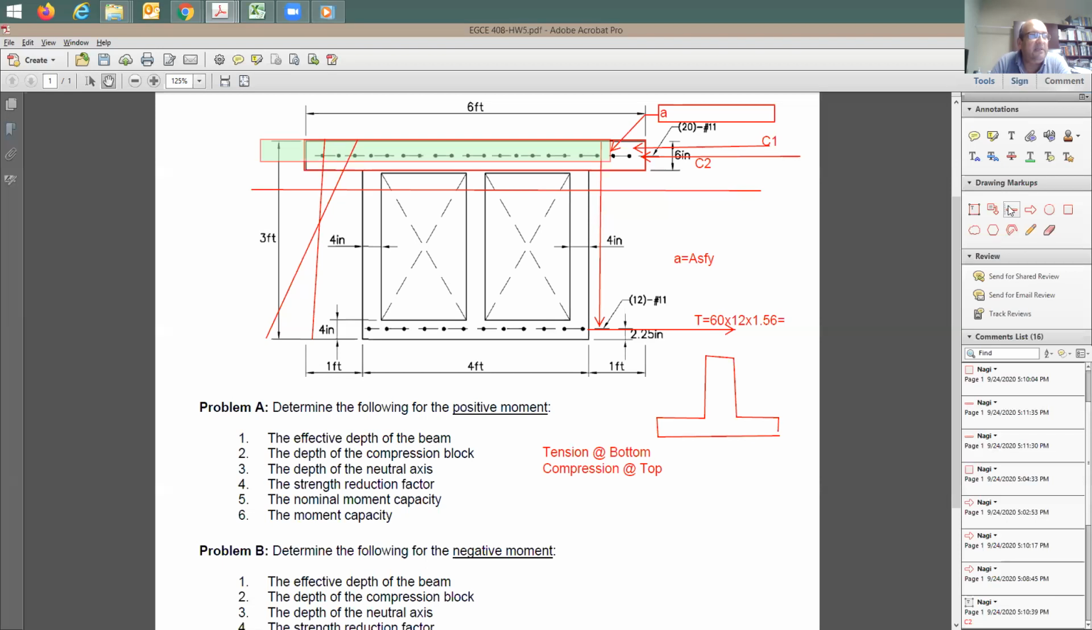So if you do your analysis and you're trying to find out whether A turns out to be within this slab, which means in this case, in the negative, if A is going to be less than 4 inches, then you have a rectangular section. So we have to rotate the flange? I see how it's a T section in the top, but in the bottom I don't see. Okay, you don't see the T section, right?